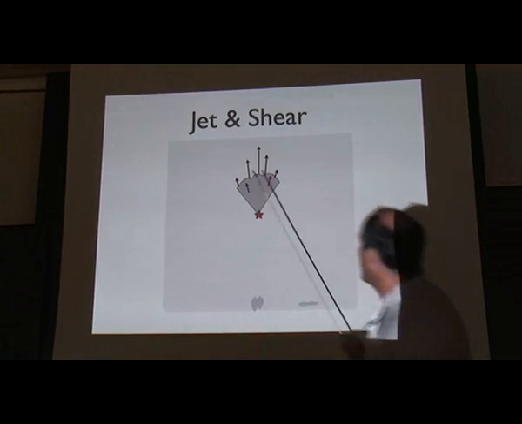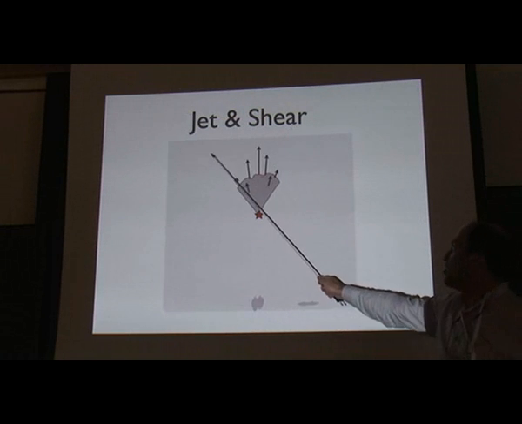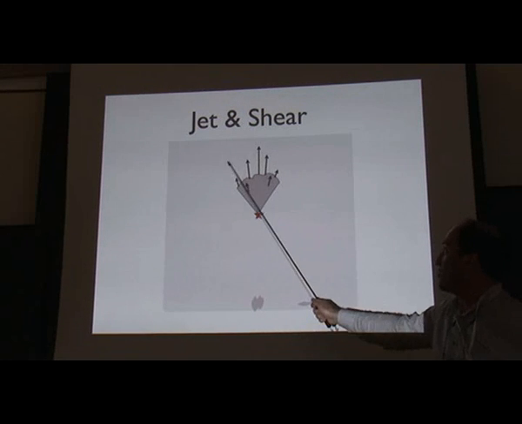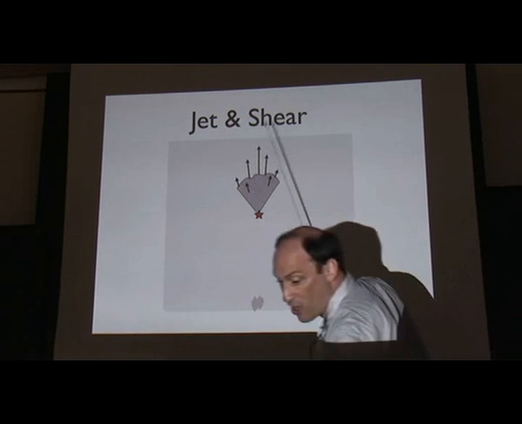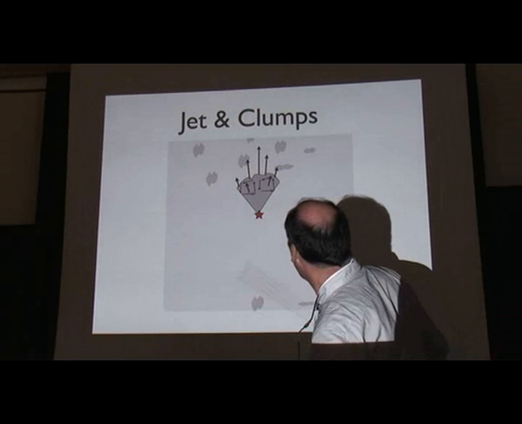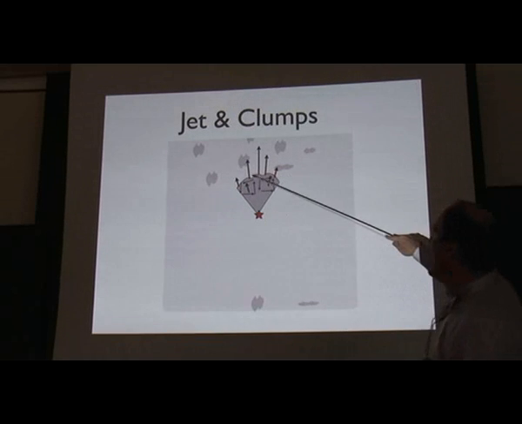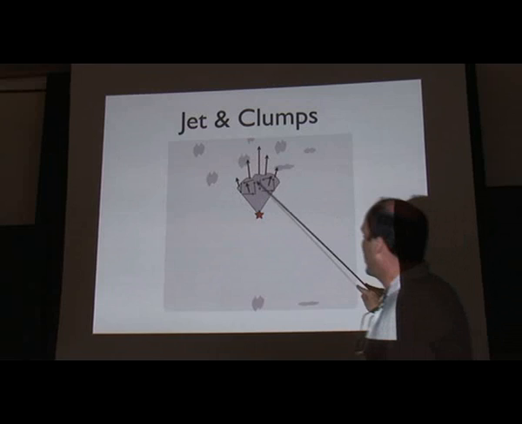And the other thing we know is that jet outflows are probably shear-like. So they're faster in the center, like we saw from the jet coming out of a star. We expect slower material on the sides. And even more complicated, we probably have a shear-like jet hitting clumps.